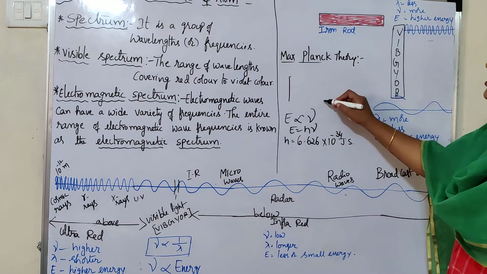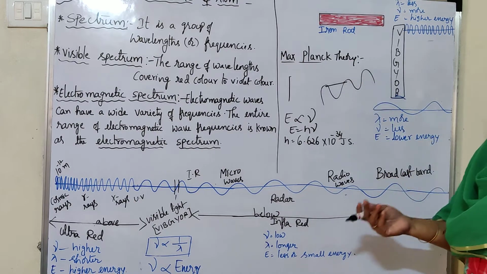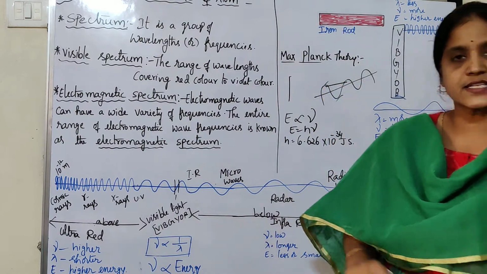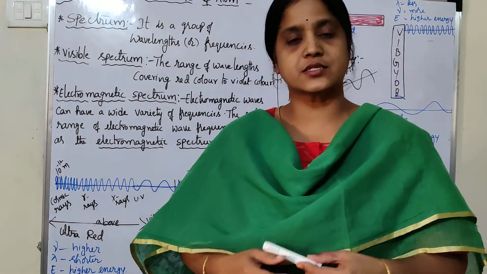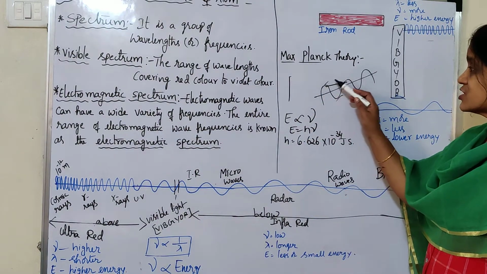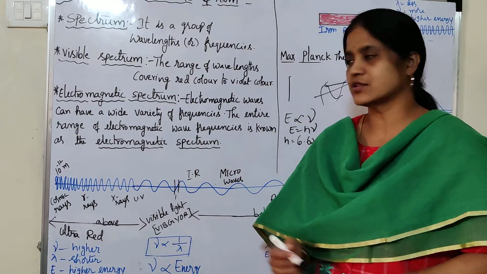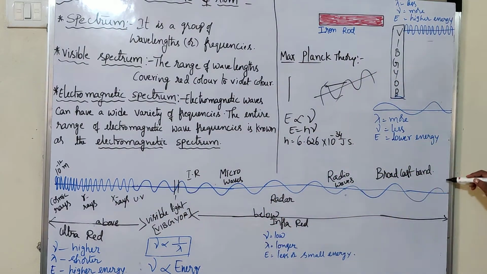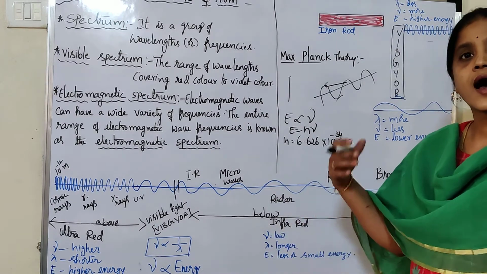Wavelength means the distance between any two peaks. We have a crest and a trough. The upper part we call the crest and the lower part we call the trough. You can take either the distance between two crests or the distance between two troughs, that is, the distance between any two successive peaks is known as wavelength. So here the wavelength is gradually increasing, and at the end the electromagnetic wave has higher wavelength.